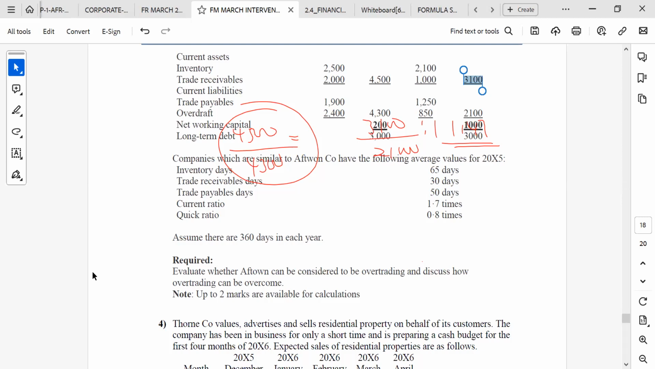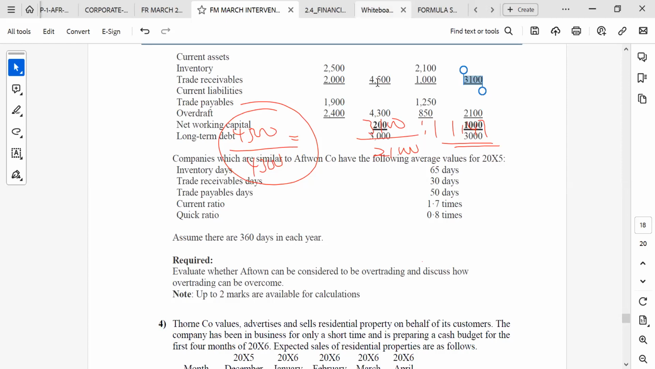Then you also take some of the ratios over here. The inventory days compared to the industry. What is the company having and what is the industry having? Those are the things that you'll be looking at. So the increase in the receivables is a sign that the company is overtrading. The increase in the revenue should not be as a result of an increase in the short-term items. It should be as a result of an increase in the long-term capital. So that is how we look at it.